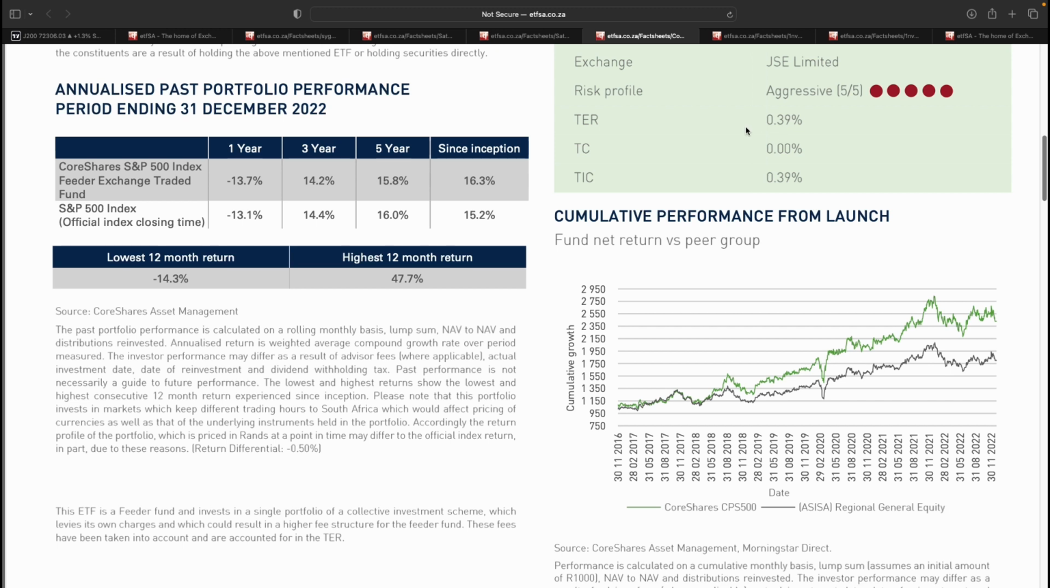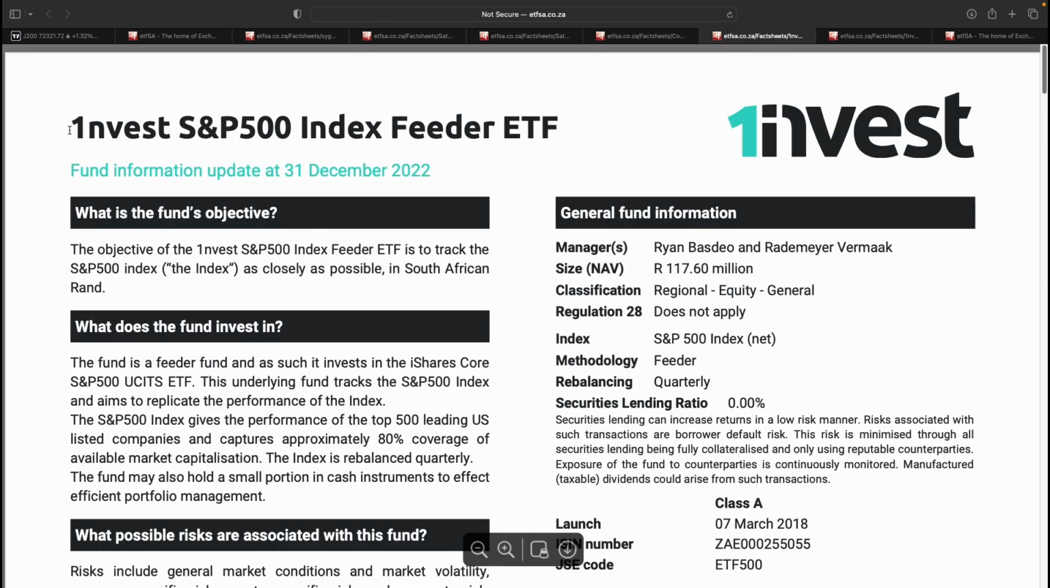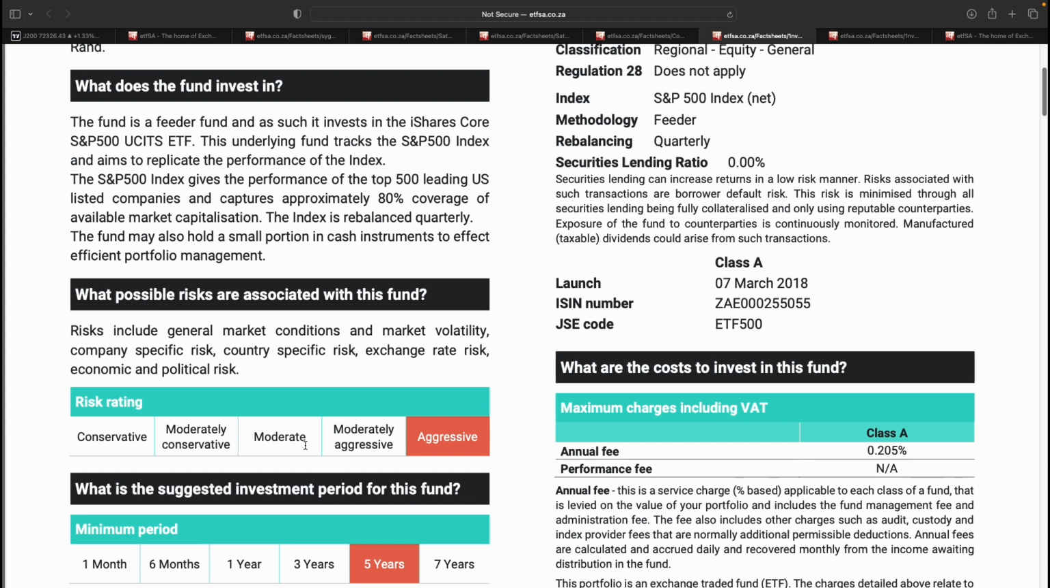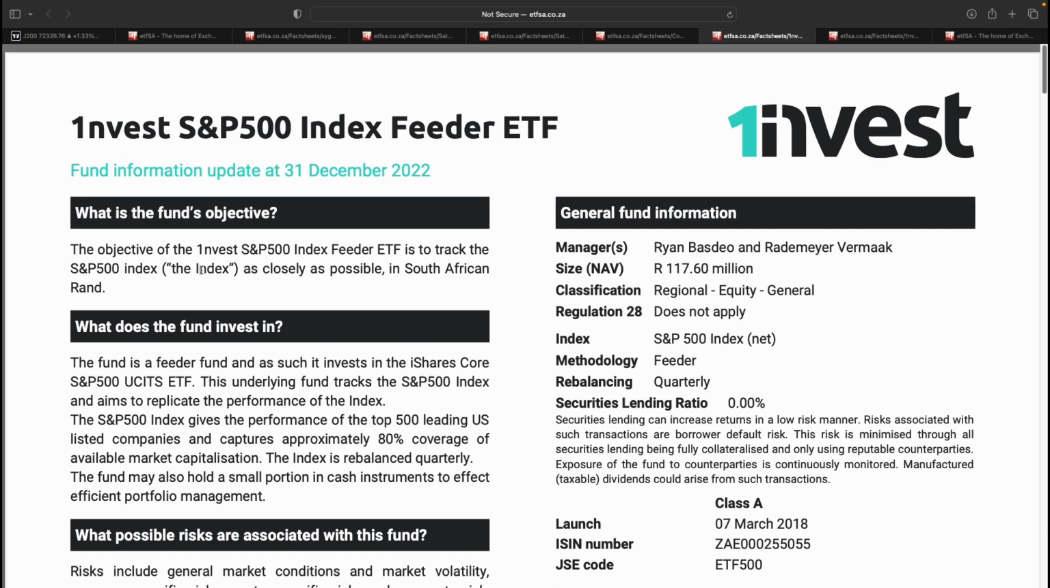Look at the total expense ratio, it's about 0.39%. So this is comparable to the Satrix S&P 500 ETF. The difference being that the Coreshares ETF does distribute. Then there is also the One Vest S&P 500 index feeder. Also, this one does not distribute, it rebalances quarterly. The reason why it does not distribute is because the underlying fund does not distribute. This is also another S&P 500 that tracks another ETF in the US. It tracks the iShares Core S&P 500 ETF.